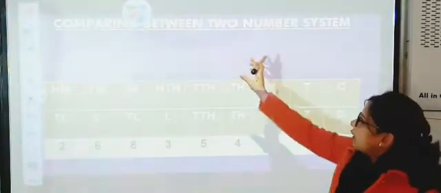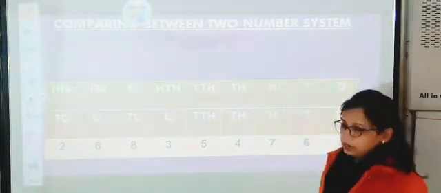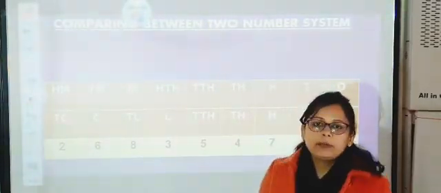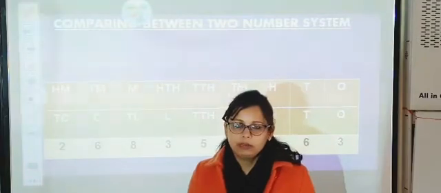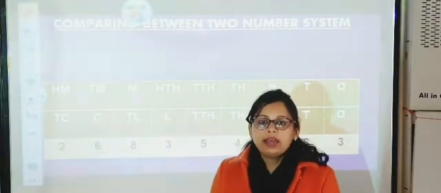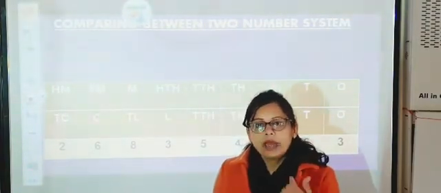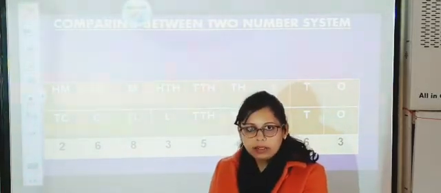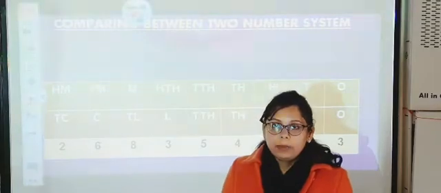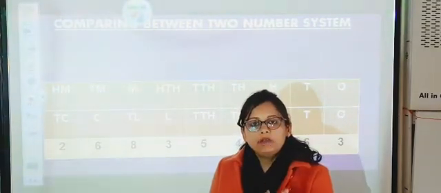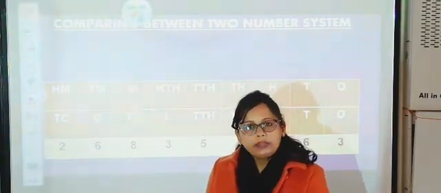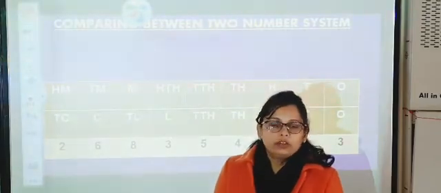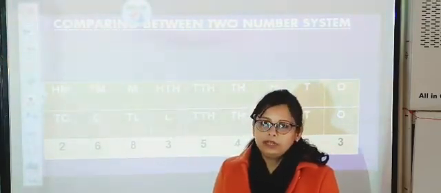Now children, comparing the two number systems. You have seen what the Indian number system is and what the international number system is. Again I am revising: in the Indian number system, we group the number from the right side into a group of 3, then 2, 2 and 2, but in the international number system we group the number in 3, 3 and 3 only. So these are the differences between the two number systems.